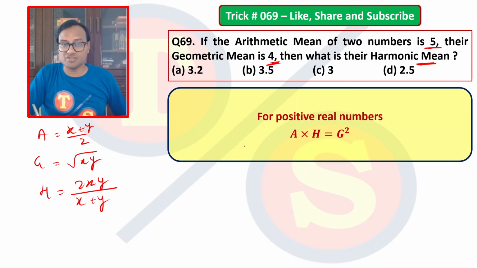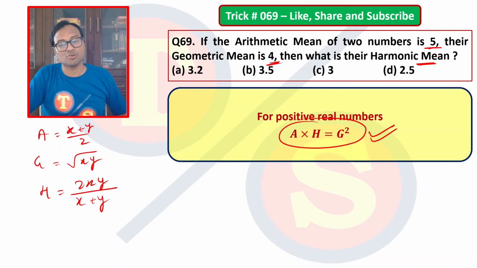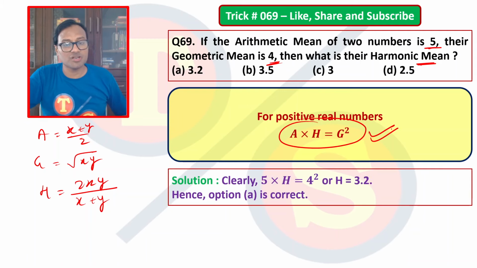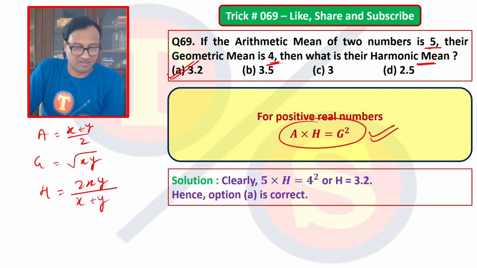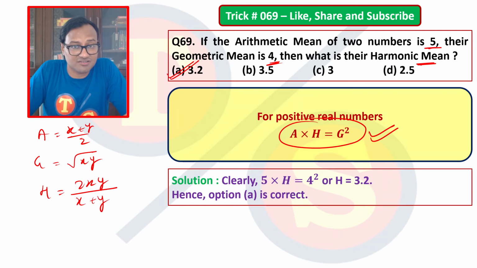Now what is the relationship between them? The relationship is that A into H is always equal to G square. So two values are given to us, find out the third value and your answer will be there. Answer option is the correct answer. So this is a little bit of statistics. In most of the exams based on mathematics, statistics is also asked.